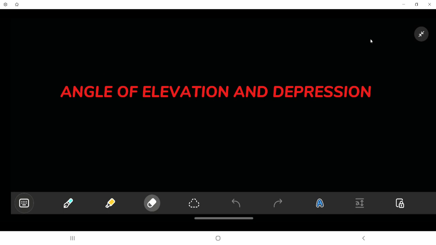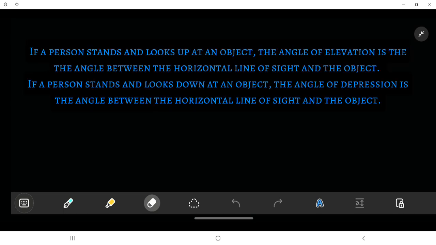Today we'll be talking about angle of elevation and depression in mathematics. Okay, but what's angle of elevation and depression? For instance, a person stands and looks up at an object. The angle of elevation is the angle between the horizontal line of sight and the object. Or if a person stands and looks down at an object, the angle of depression is the angle between the horizontal line of sight and the object.